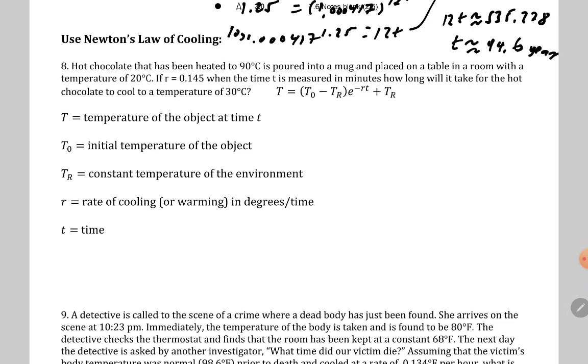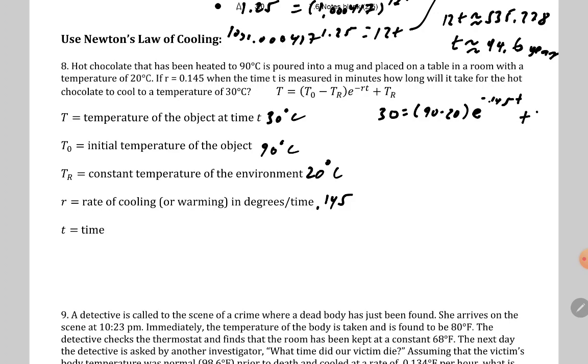Okay, so T, the temperature of the object at time t, so that's 30 degrees Celsius. The initial temperature of the object is 90 degrees Celsius. The constant temperature of the environment, so temperature of the room, 20 degrees Celsius. Rate of cooling, they gave us to be 0.145. And we're looking for time. So 30 equals 90 minus 20 times e to the negative 0.145t plus 20.